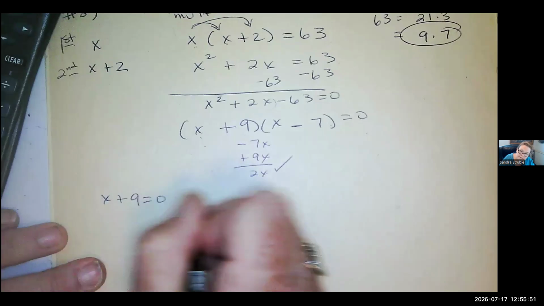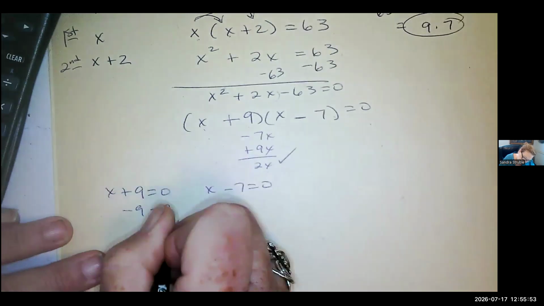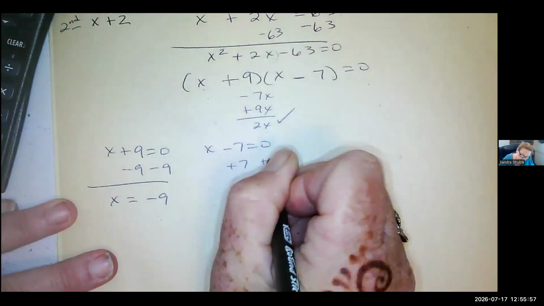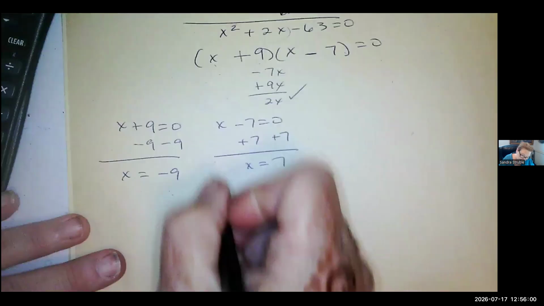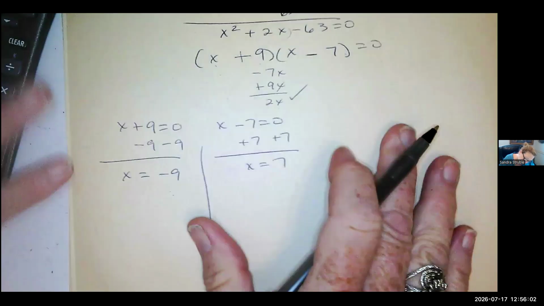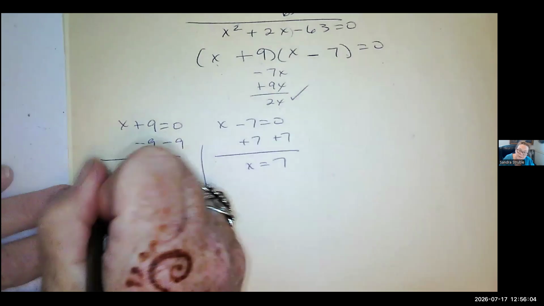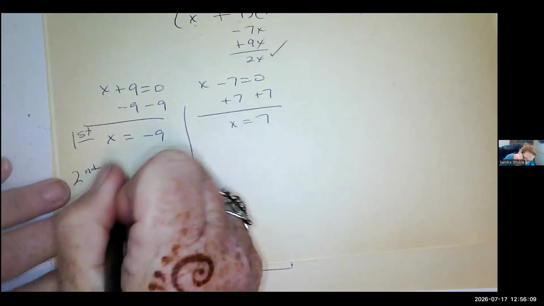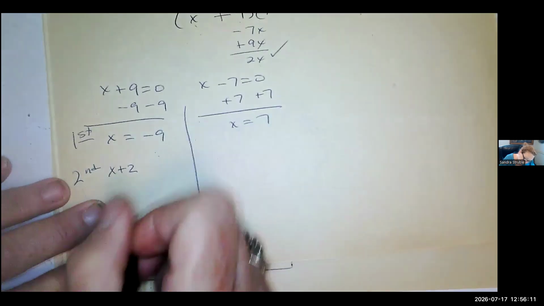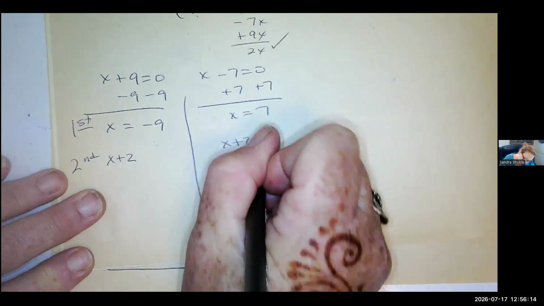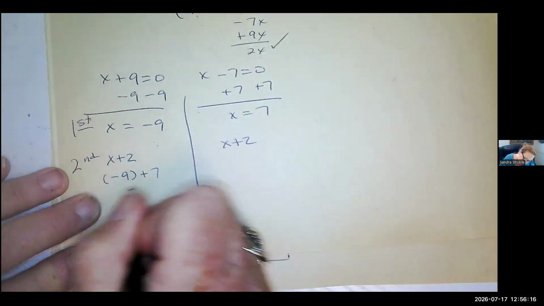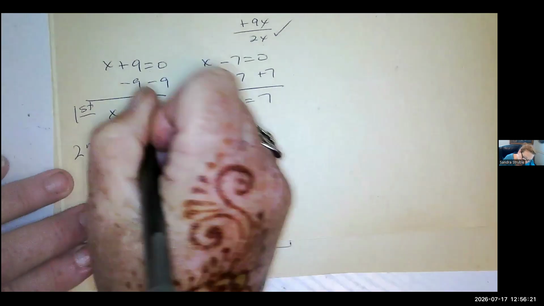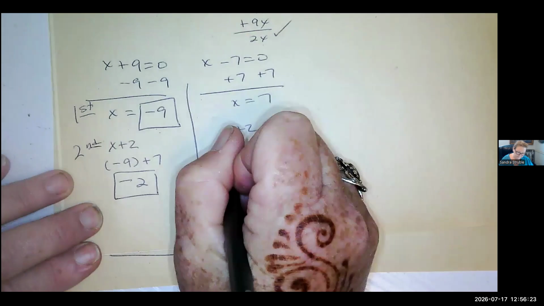Subtract 9 from both sides. Add 7 to both sides. All right, so these are our first terms. And then we just need to find our second terms. Our second terms are x plus 2. So where the x is, I'm going to plug in negative 9, and that becomes negative 2. For this one, I'm going to plug in 7, and that becomes 9. Cool.